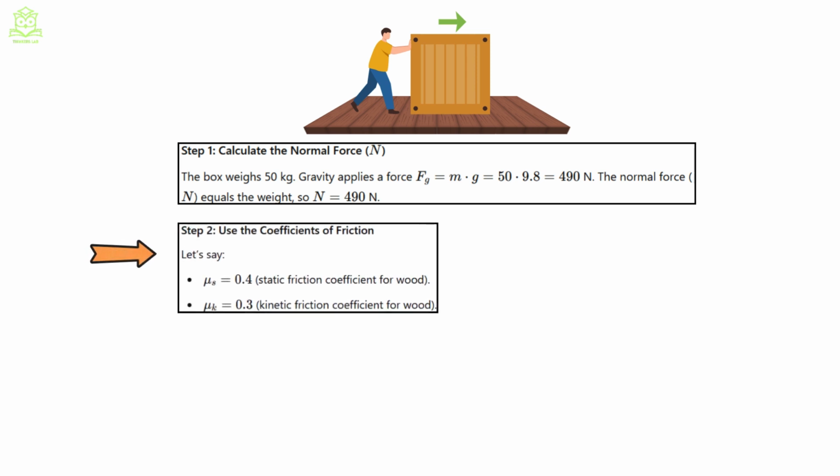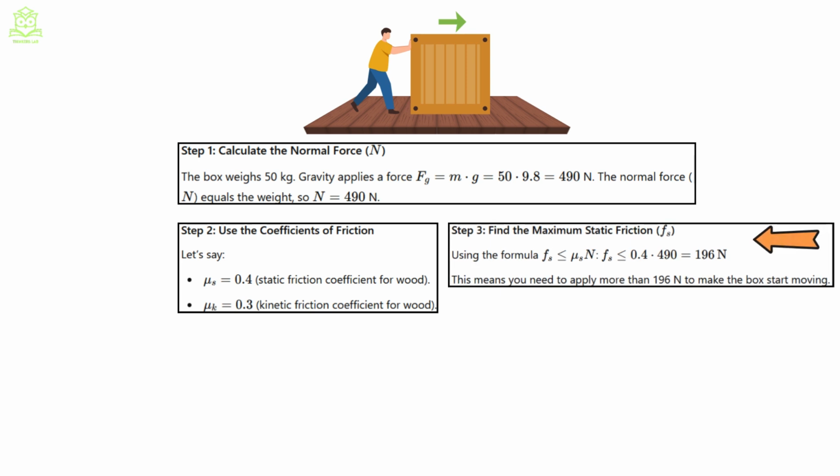Step 2. Use the coefficients of friction. Let's say the coefficient of static friction, μs, is 0.4. The coefficient of kinetic friction, μk, is 0.3. Step 3. Find the maximum static friction. The formula for maximum static friction is static friction equals μs times the normal force. Substitute the values. Static friction equals 0.4 times 490, which equals 196 newtons. This means you need to apply more than 196 newtons of force to make the box start moving.